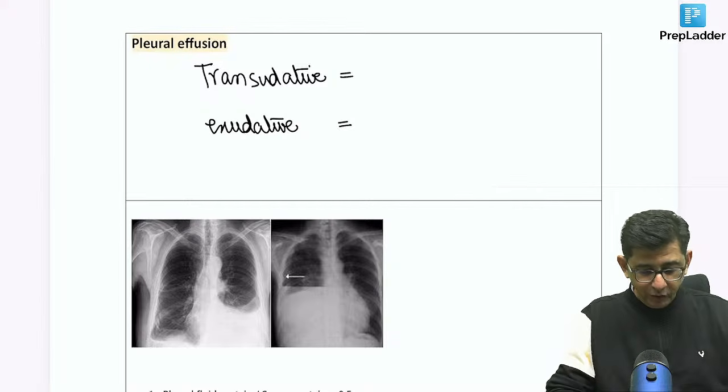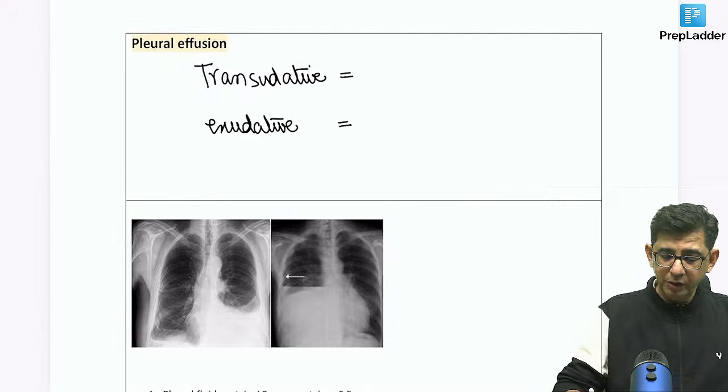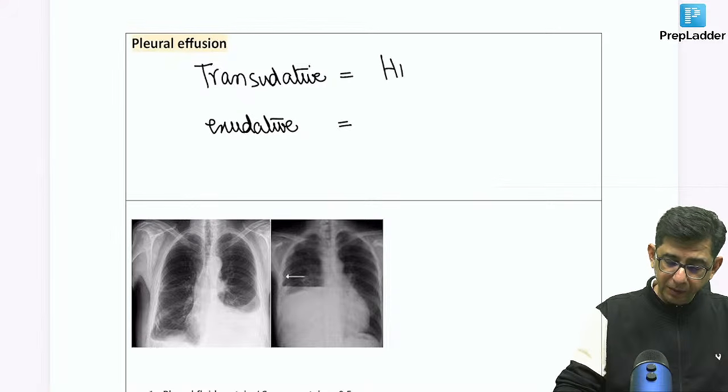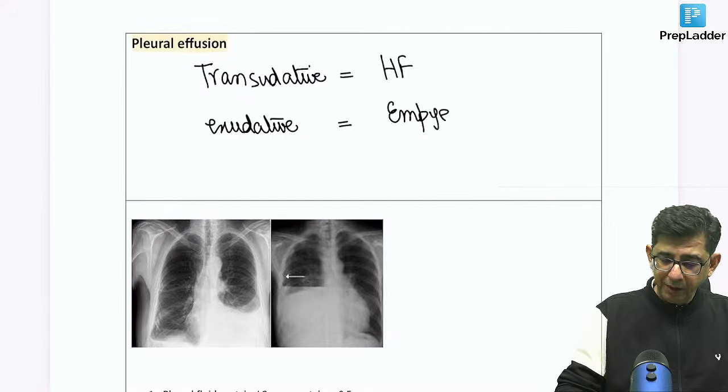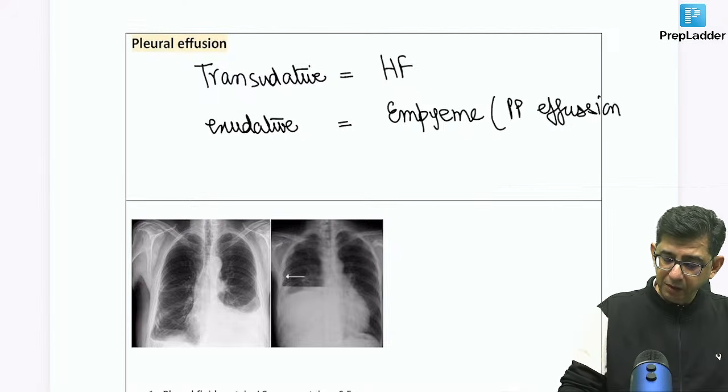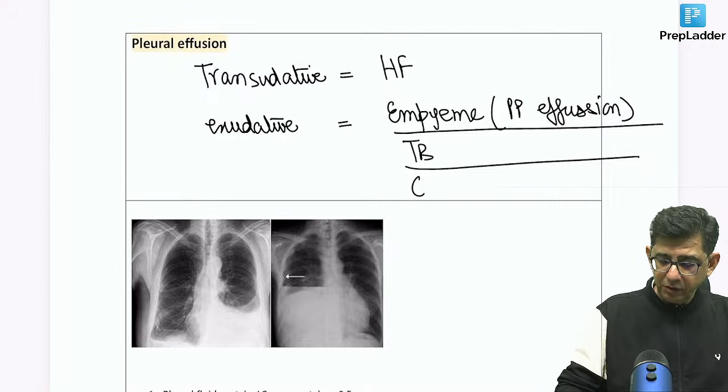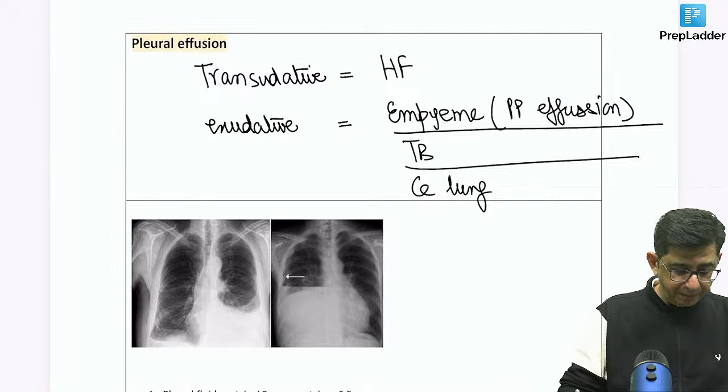Okay, good guys. The most common cause of transudative effusion is heart failure. Exudative could be due to empyema, that could be a parapneumonic effusion. PP is a parapneumonic effusion, that would be empyema, or it could be due to TB, to lung cancer, or it can be Dressler syndrome as well. Exudative: malignancy, empyema for necrotic.